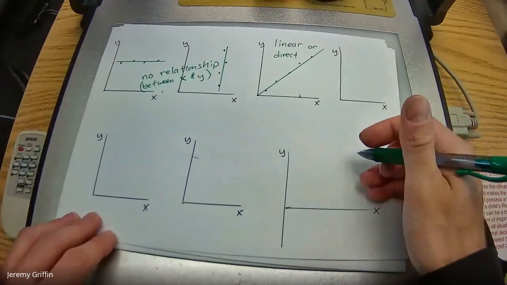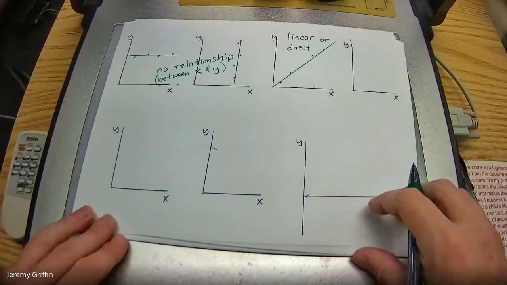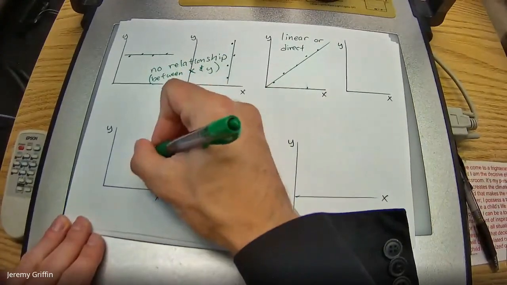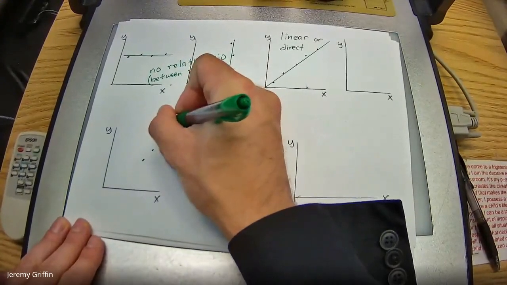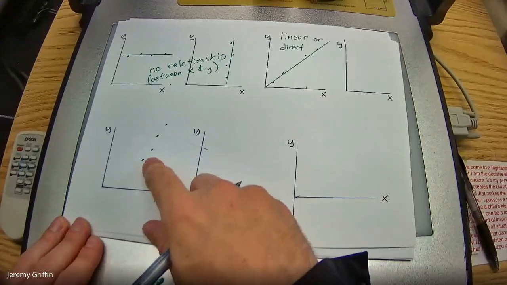Sometimes you'll see dots that look like this. Now, at a glance, does that look linear?